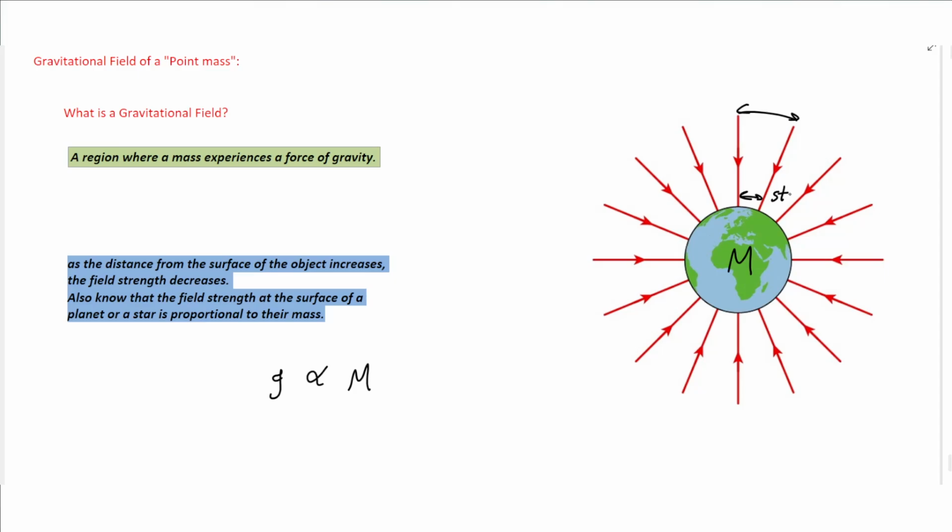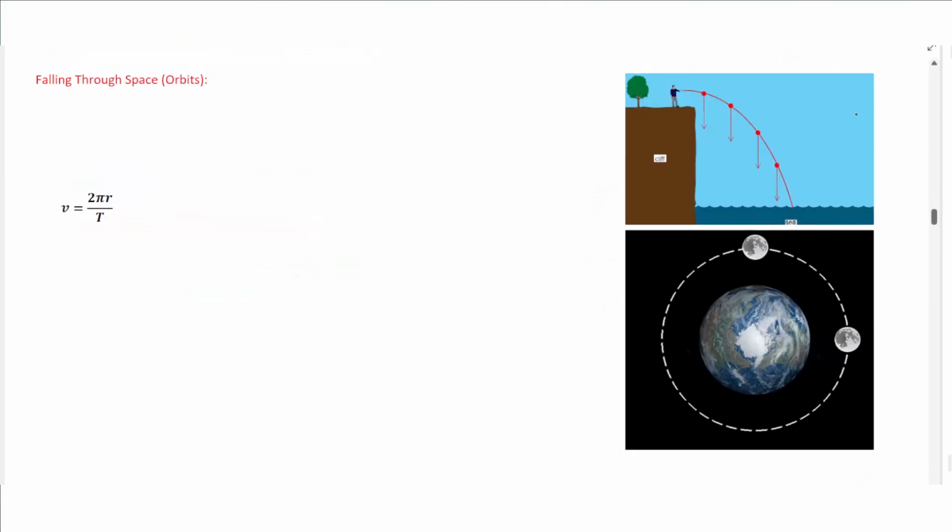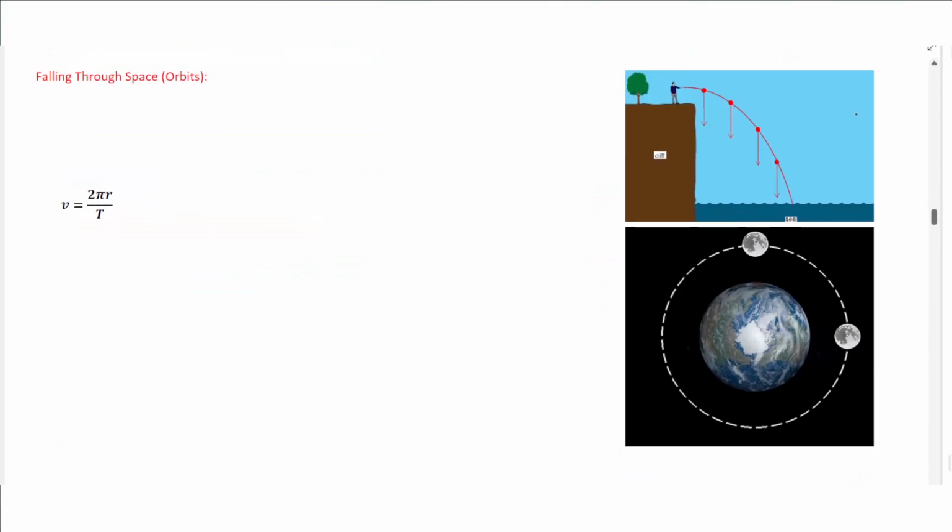This means you have a strong field near the surface or close to the center of the planet, and you have a weaker field away from the surface, or the further away you get, the weaker the gravity gets. Now, this gravitational field causes a gravitational force which is called the weight, and this force is the source of the centripetal acceleration of anything in an orbit.